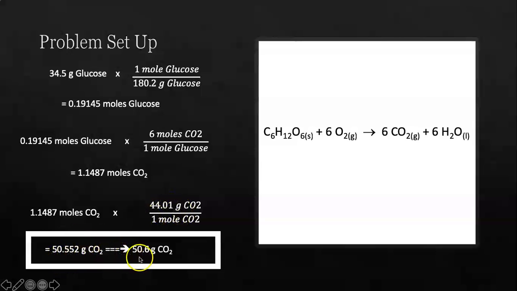And in order to get this value into the correct significant digits, we know that we have 3 significant digits that were given to us in the problem. So our answer should be recorded to 3 significant digits. So in doing that, we round our final answer to 50.6 grams of carbon dioxide.